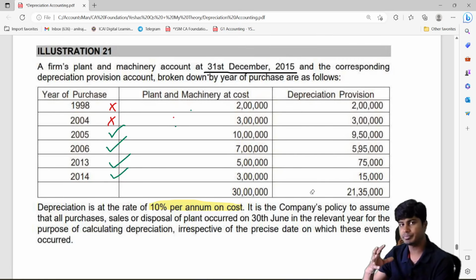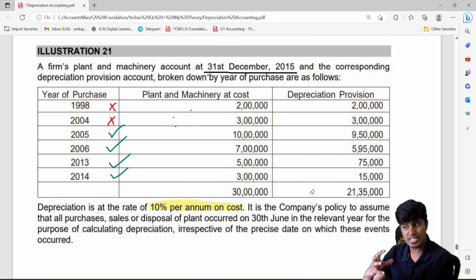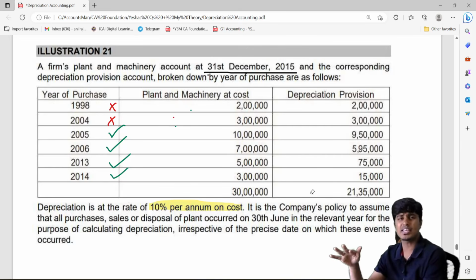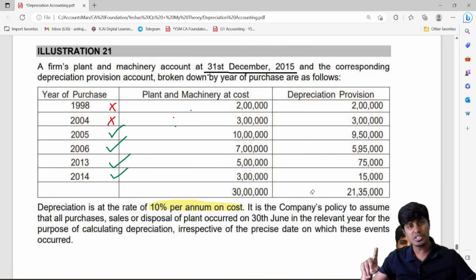So they have not mentioned the specific date on which the asset is purchased or the date on which the asset is sold or disposed. We'll always assume that the asset is purchased, sold or disposed in the middle of the year. So for purchase of the asset, we need to provide depreciation for half a year, that is the second half of the year.